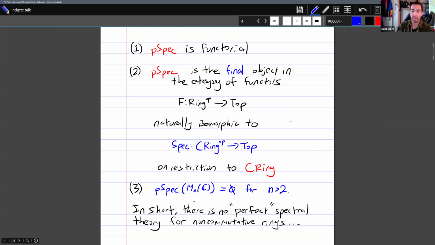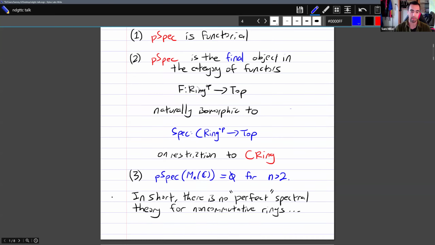And so in short, what this tells us is that there is no Goldilocks. There's no perfect spectral theory for non-commutative rings. If you want functoriality, you're just going to have to accept the fact that some of your spectral theories are just going to return the empty set, or vice versa. If you have a non-empty spectral theory, then it cannot possibly be functorial.